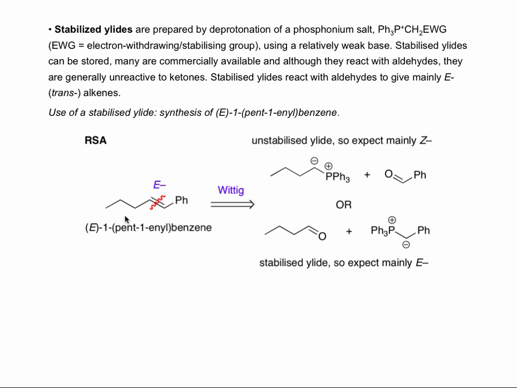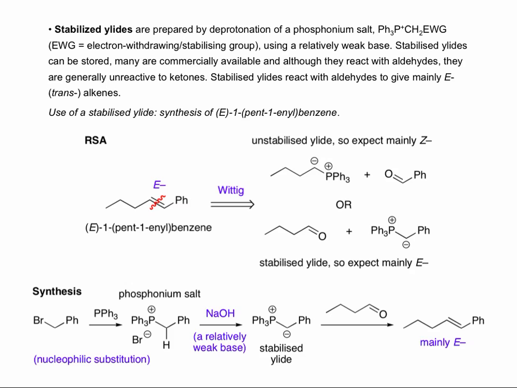Here's my target molecule. We're going to disconnect the carbon-carbon double bond. We've got two different possibilities, two sets of reagents, either this unstabilized ylide reacting with benzaldehyde, or alternatively butanal reacting with this stabilized ylide. This is a stabilized ylide because the negative charge can be delocalized around the benzene ring. And it's this combination that works to form the E isomer, because this particular ylide is stabilized.